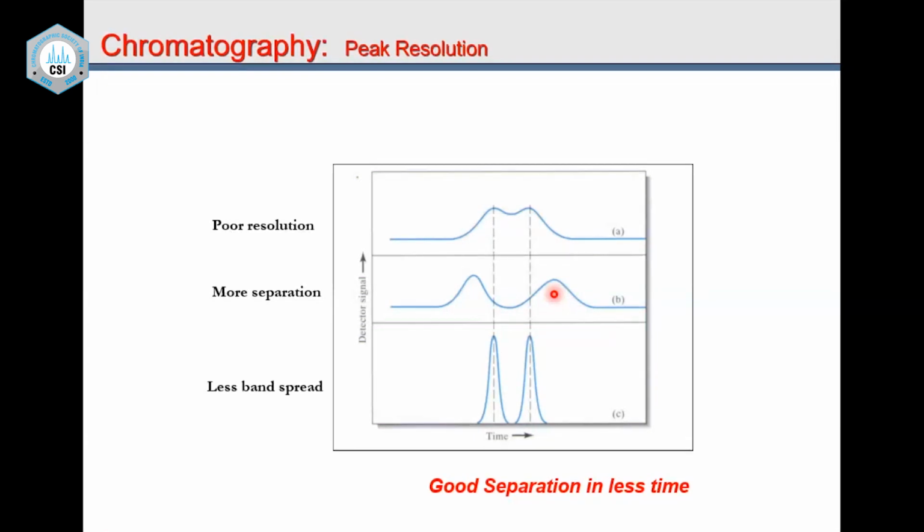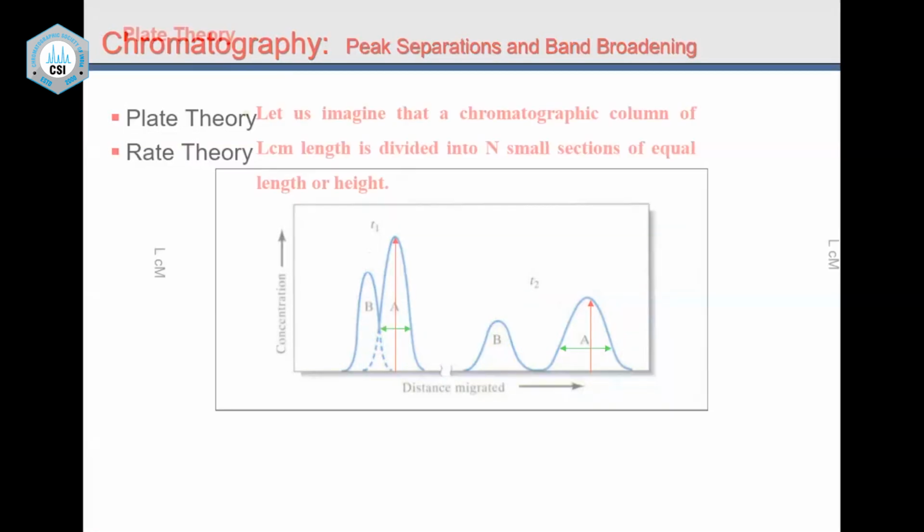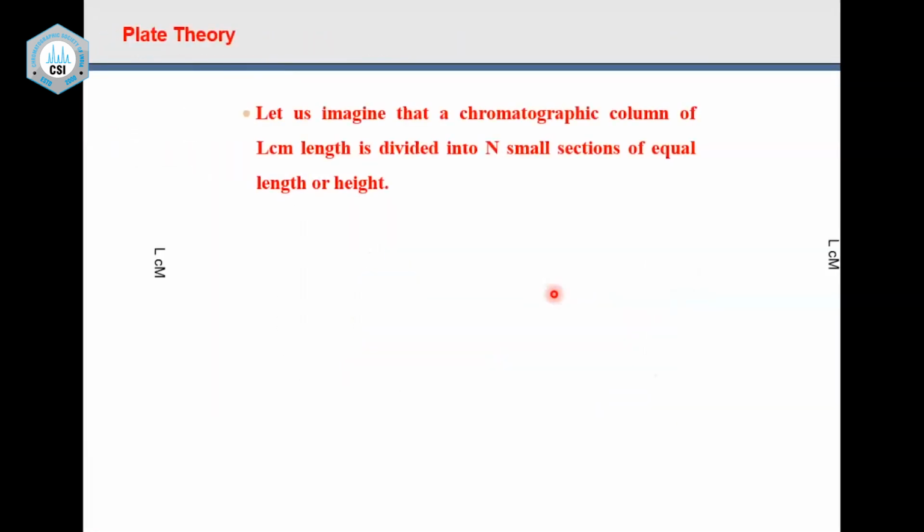And then there are two theories which are proposed to explain the band broadening. One is called plate theory and the other is called rate theory. Within a short time, I will try to explain these two theories to you and try to see whether you can understand something out of that. Let us imagine that a chromatographic column of L centimeter length is divided into n small sections of equal length or height. Okay, so let us see what happens.